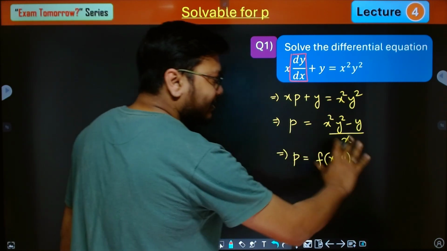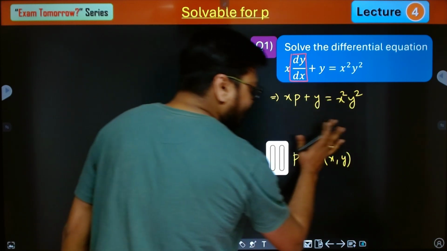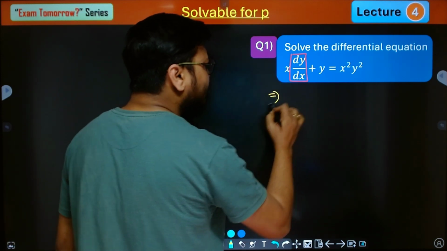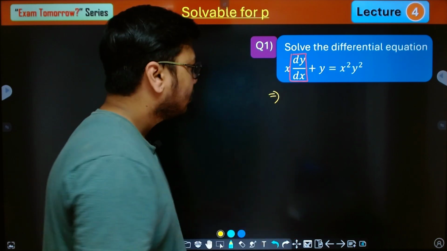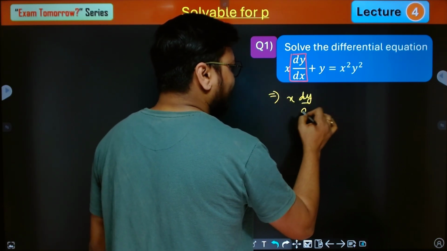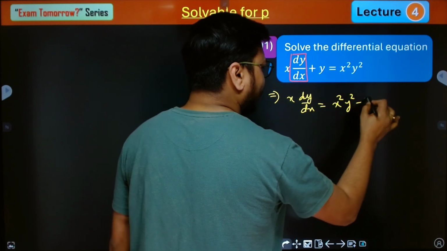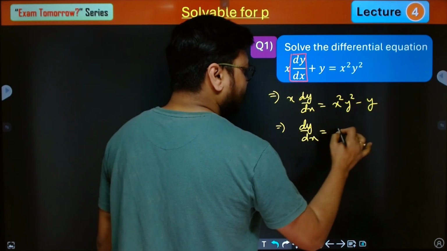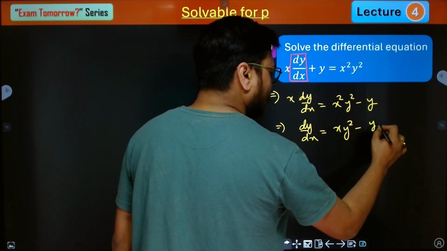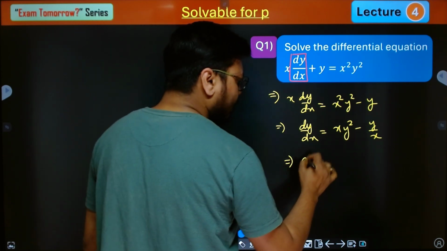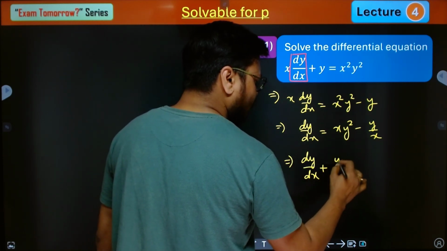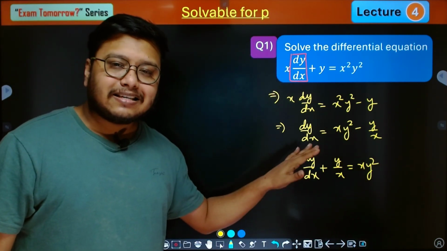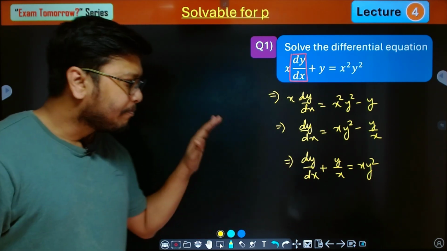Once we have understood that this is solvable for P, the process for solving it is that we don't need to replace dy dx with a P in this case. We'll just try to separate out X and Y. So X dy dx equals x square y square minus y. So we have dy dx equals xy square minus y upon x, and dy dx plus y by x equals xy square. Over here we can see this is basically looking like a Bernoulli's differential equation.